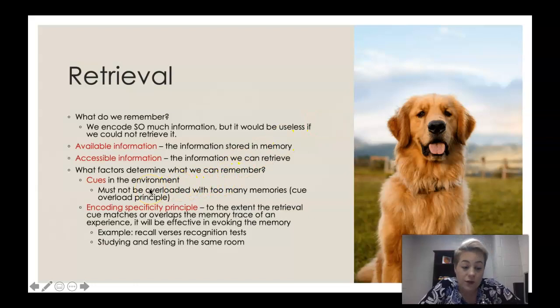So with our cues in our environment, we can't be overloaded with too many memories. This is called the cue overload principle. A cue must be specific. It can't be a cue for all of these memories because it's not going to work. It has to be related to one thing. So if I gave you a memory cue of a dog, you might be like, well, dogs are used in a bunch of examples. That doesn't help. We have to make something specific about this dog that's going to help you use it as a cue for remembering retrieval. So I got the dog breed that's closest to the name retrieval, the retriever, to help you remember it.